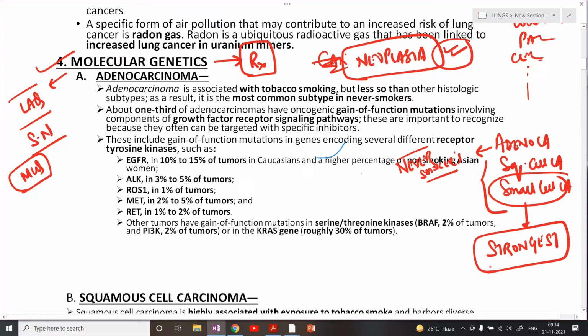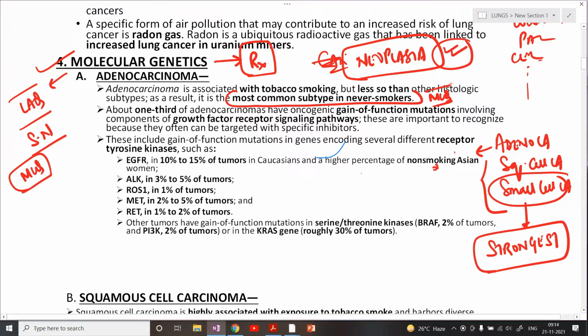Don't worry, every point has been given in this particular PowerPoint. Just listen to what I am telling you now, so you understand how you have to read this PowerPoint. So adenocarcinoma, as we have already discussed, is the most common subtype seen in never smokers. It is not that smoking is not associated with adenocarcinoma. Absolutely, smoking also plays a role in adenocarcinoma. But among those individuals who never smoke and who are developing lung cancer, adenocarcinoma is the most common subtype.